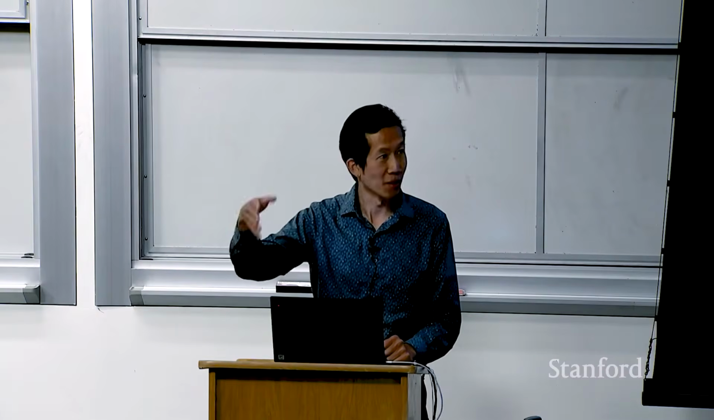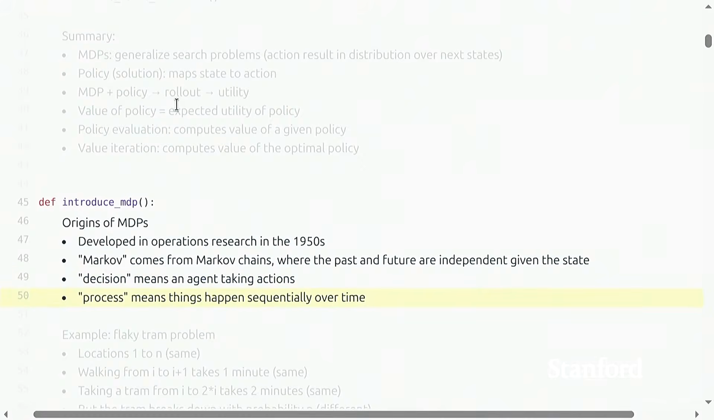The D part is a decision, which means that unlike a Markov chain, which is pure simulation, you're just sort of running a chain and seeing what happens. A decision means that you're having an agent that takes actions and trying to find the best action to take. And finally, process just means something that happens sequentially over time. It's a term from probability. So that's breaking down what Markov decision process is.